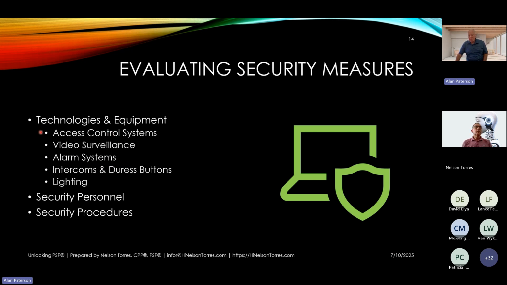Okay, evaluating security measures. So the technologies and equipment typically that we have these days, access control systems. The one thing you should evaluate here is the effectiveness of the readers and biometrics. Is there a fingerprint reader? Is there facial recognition access control that seems to be getting more popular? And also the door hardware, is that maglock strong enough for its purpose?